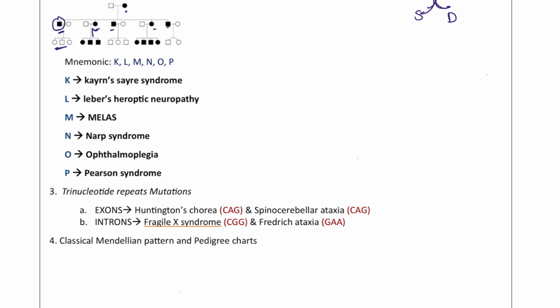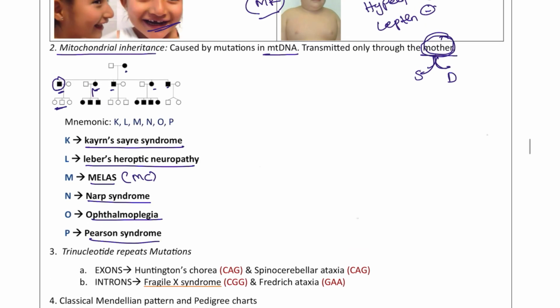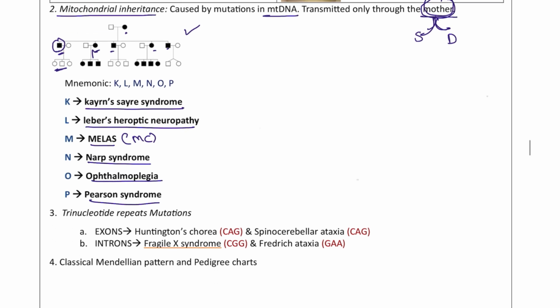And what are the examples? Remember Kearns-Sayre syndrome, Leber's hereditary optic neuropathy, MELAS, NARP syndrome, ophthalmoplegia, and Pearson syndrome. MELAS is the most common type. This question has been asked, with the examples and also with the pedigree chart.